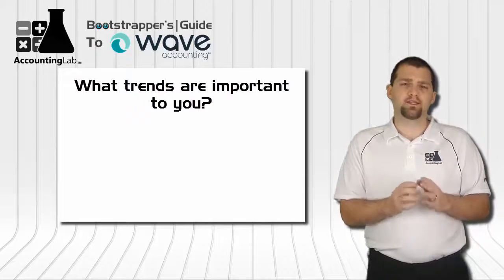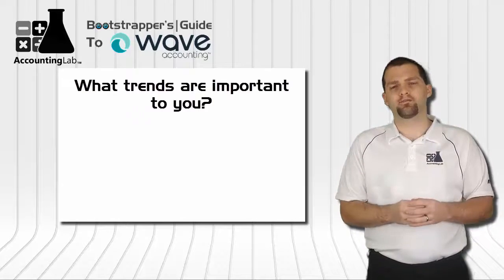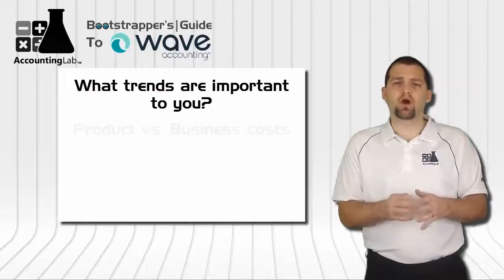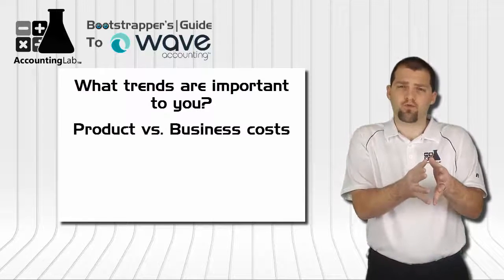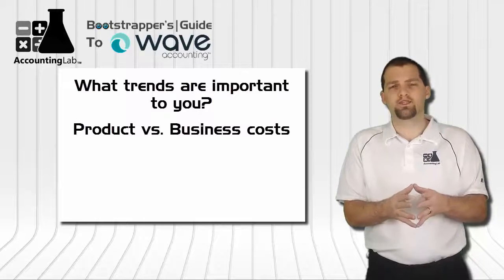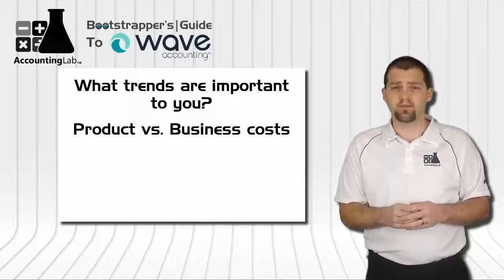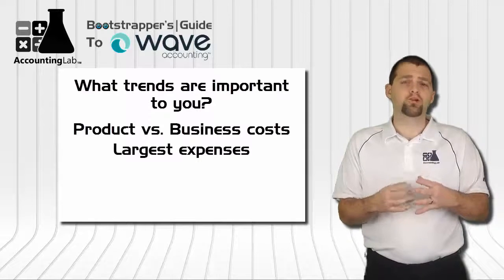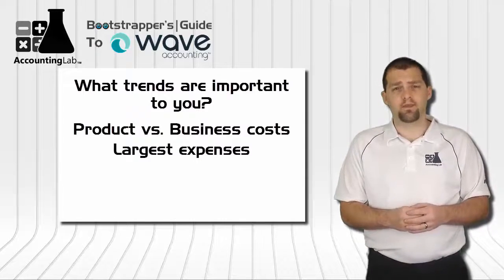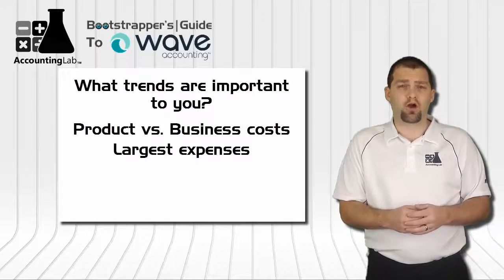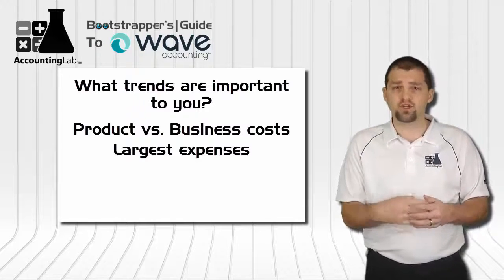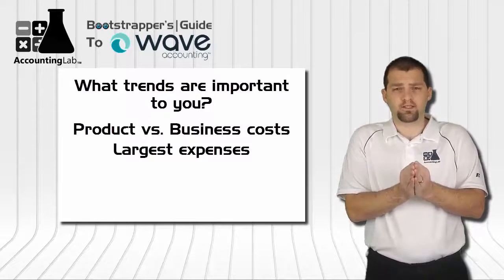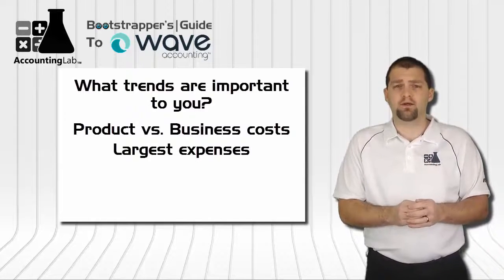So before we get started, take just a few minutes to think about what kinds of trends you want to understand. These can be things like understanding your costs related to selling your product versus your costs related to running and operating your business. Also, you might be interested in, say, the top 5 largest expenses for your company. If your largest expenses are, for example, your employees, your payroll expenses, then you're going to want to know how those payroll expenses trend over time.